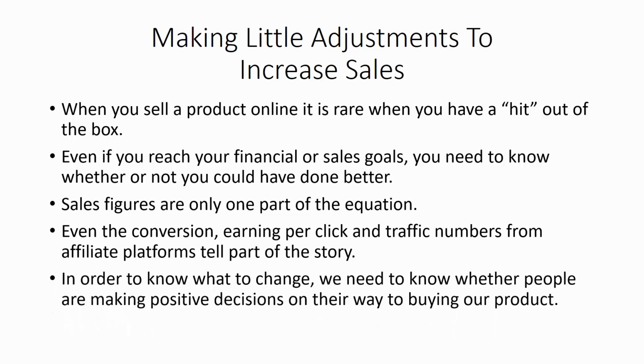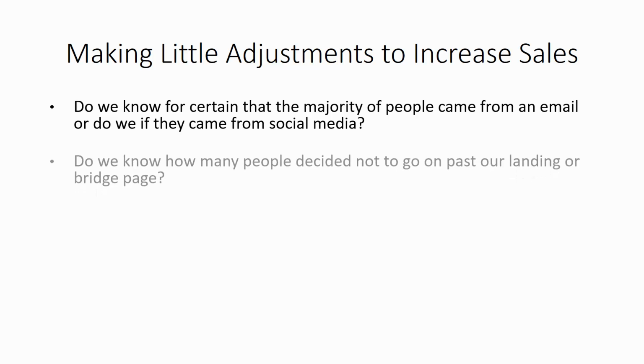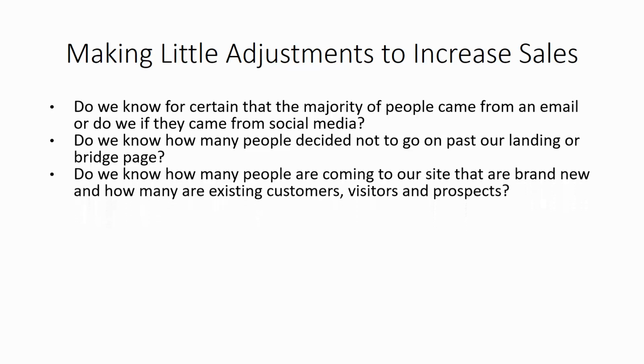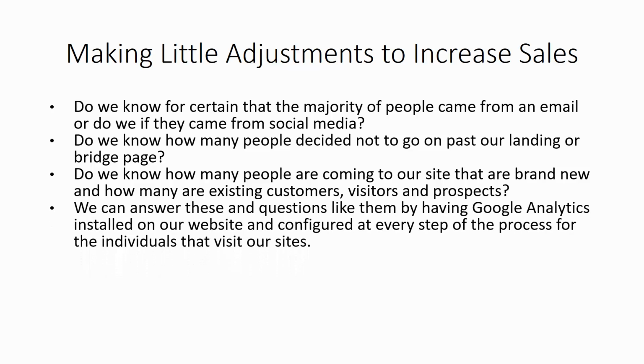Now, in order to know what to change in order to do better, we need to know whether or not people are making positive decisions on their way to buying our product online. And so we have certain questions we want to answer. We want to know for certain if the majority of the people came from an email or did they come from social media. How many people came to our landing page or our bridge page and then decided not to go on? How many people are coming to our site that are brand new, and how many are existing customers or visitors or prospects?